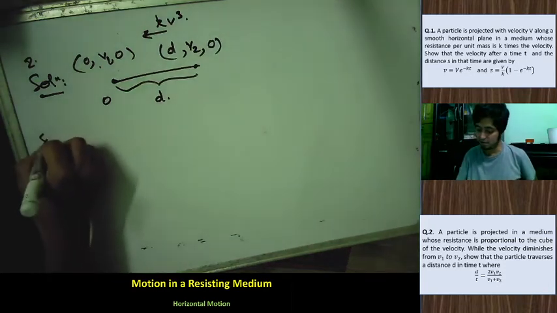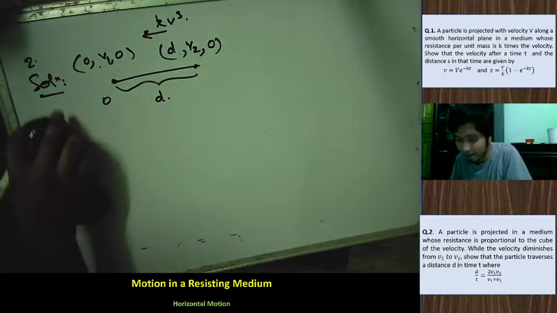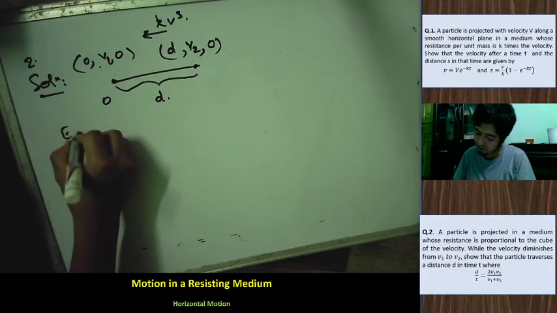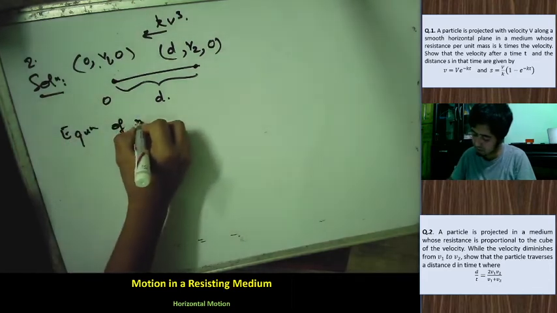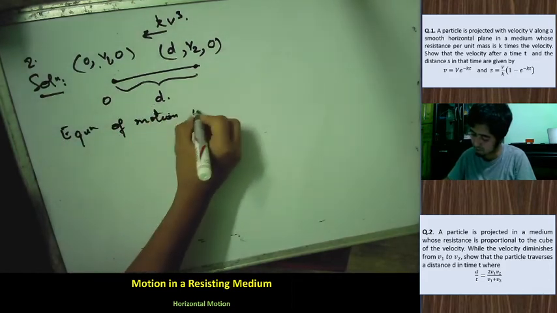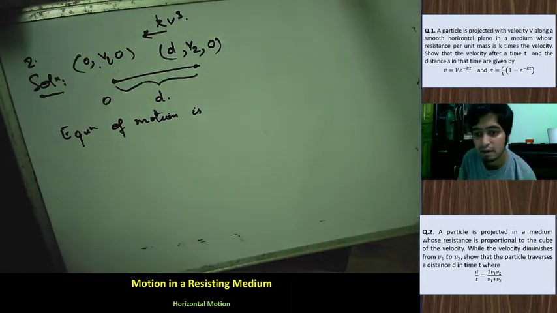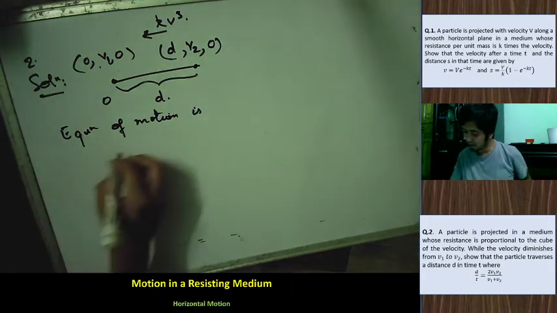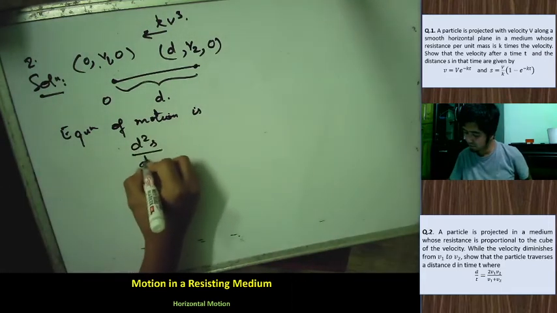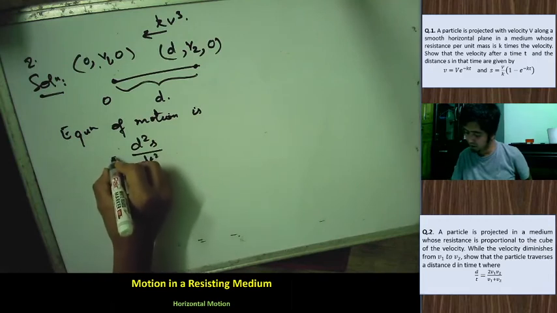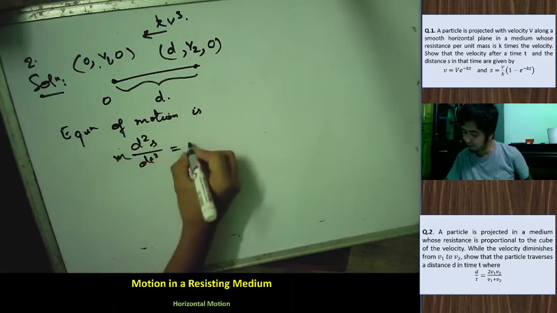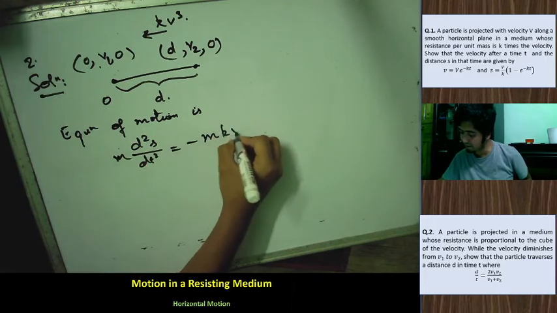Solution. I've already written it. So the equation of motion is d2s/dt2 equal to minus m k v cube.